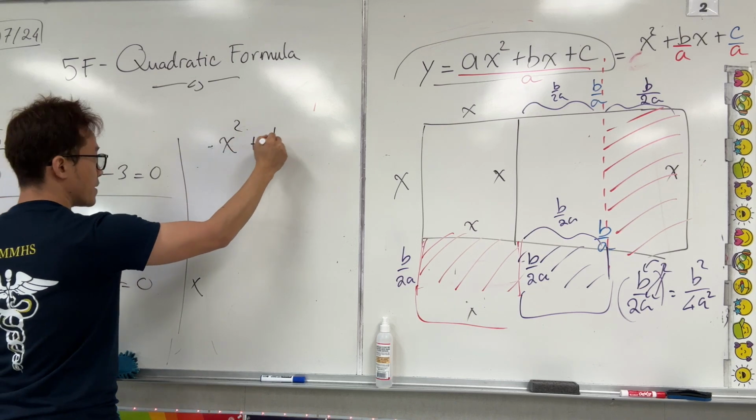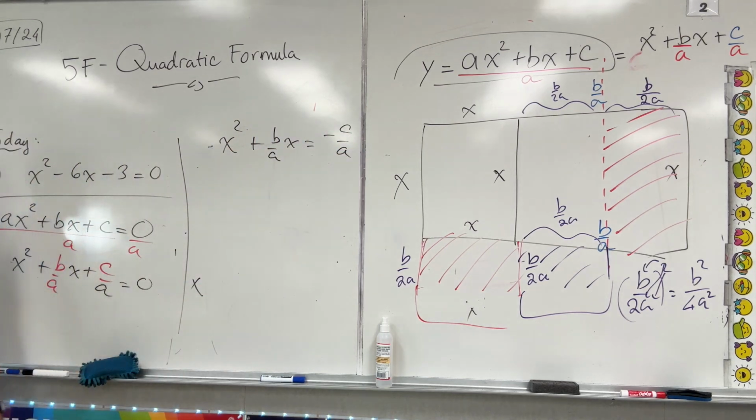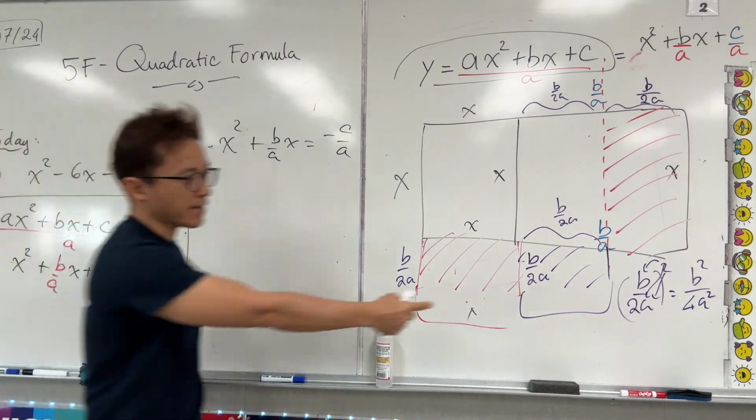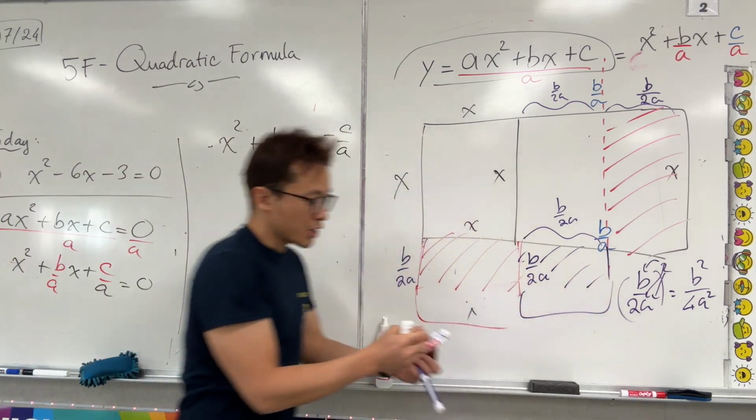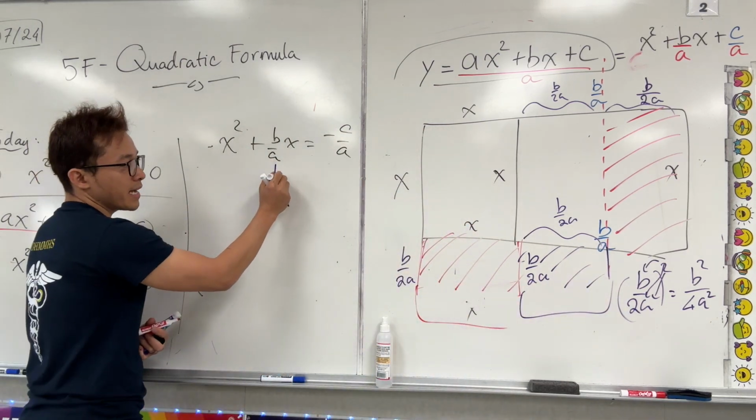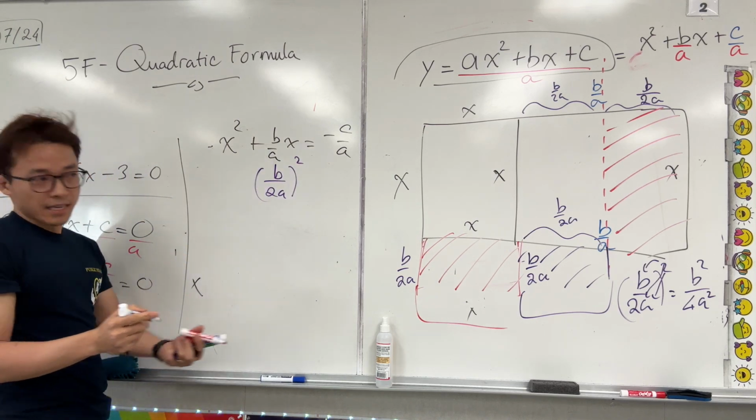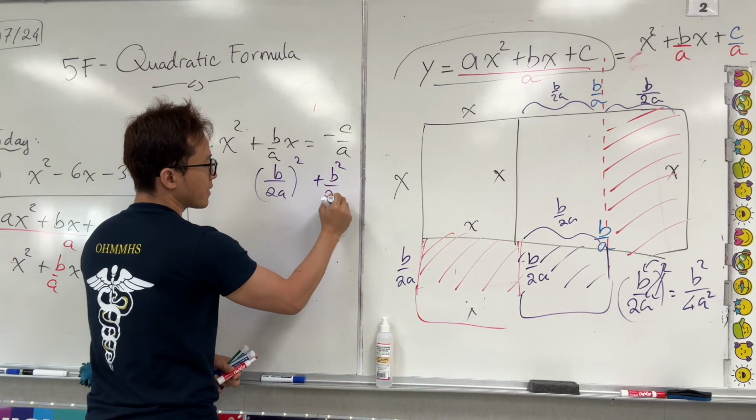x squared plus b over a x equals negative c over a. So far so good? Still following? Great. Now what do we do next to complete the square? What do we add? We add the area, this area, right? So we add b over 2a squared. That's the missing square right here. So add b over 2a squared to both sides.